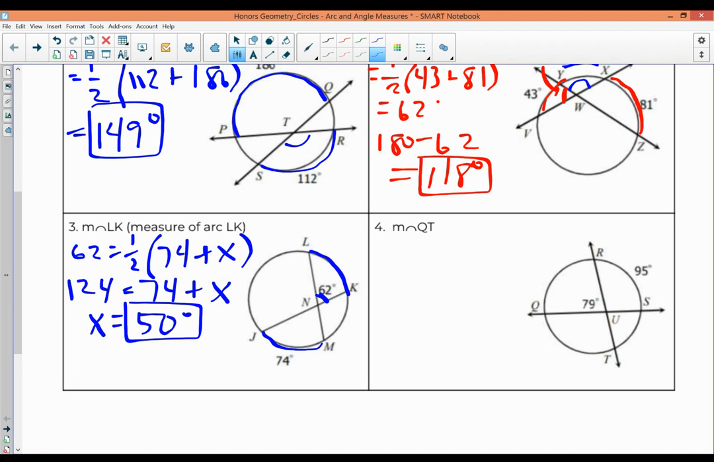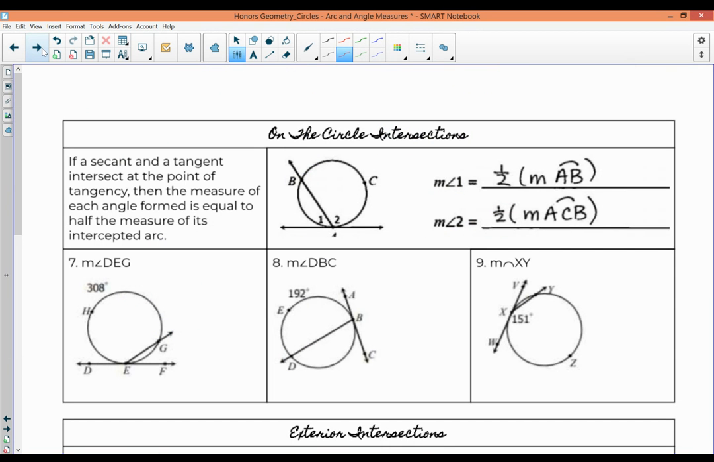Okay. This one you should be able to try on your own, and you should get the measure of arc QT to equal 107 degrees. All right. So that was interior intersections.